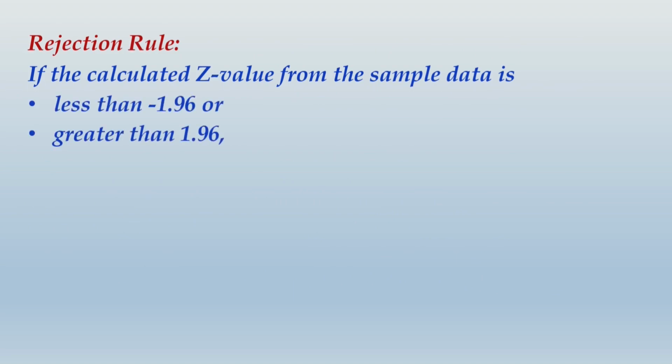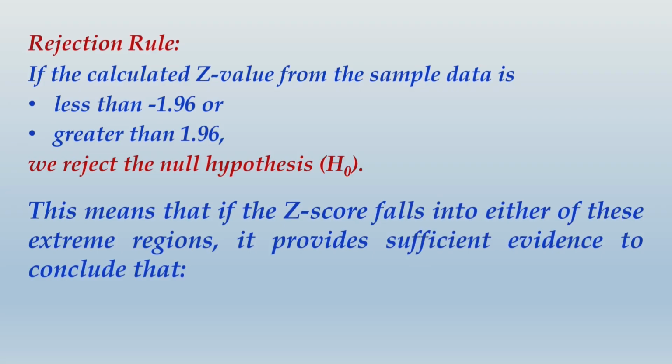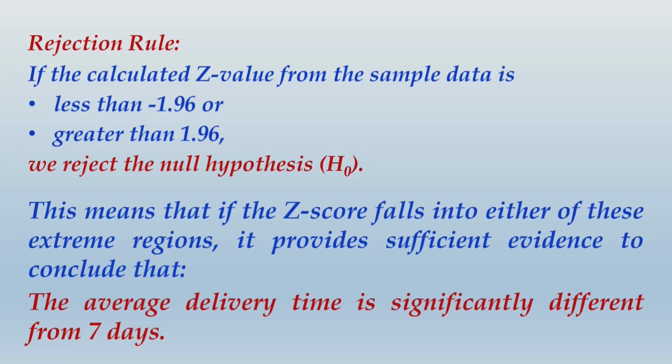The rejection rule. If the calculated Z value from the sample data is less than negative 1.96 or greater than positive 1.96, we reject the null hypothesis, that is H0. This means that if the Z score falls into either of these extreme regions, it provides sufficient evidence to conclude that the average delivery time is significantly different from 7 days. So please write up this whole thing, and that will be the end of the solution as well as the end of this session.